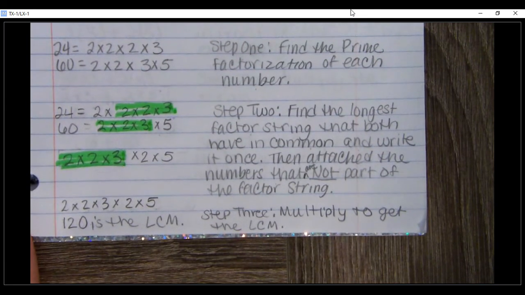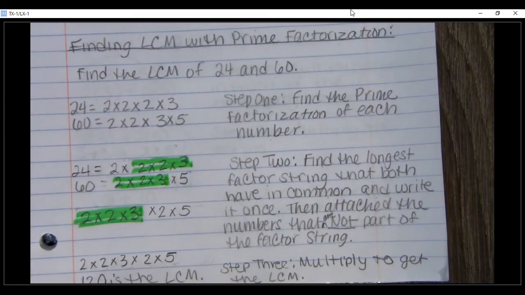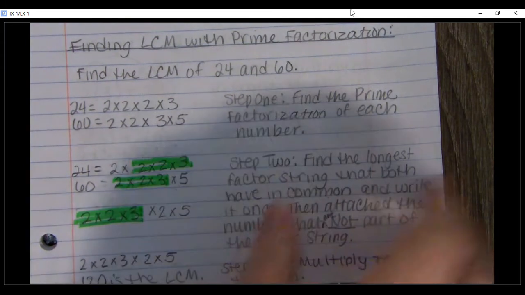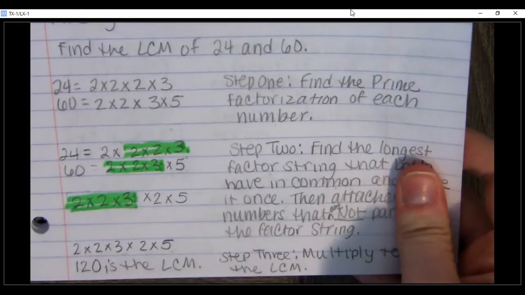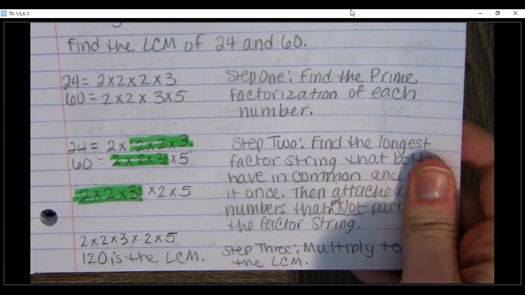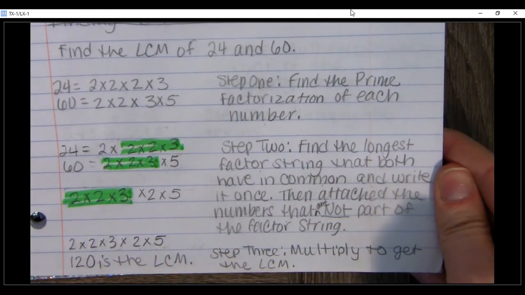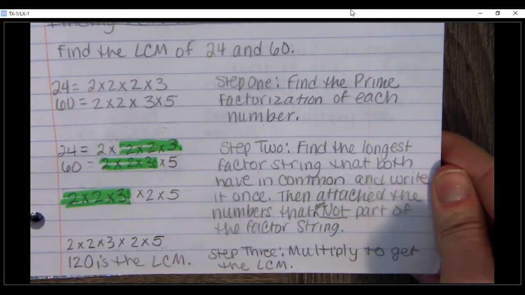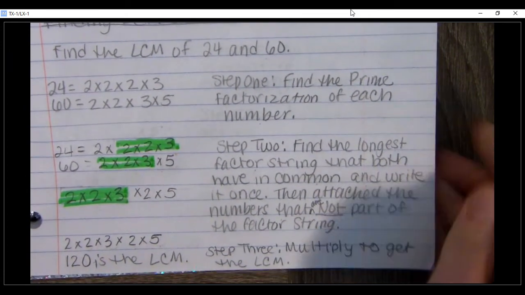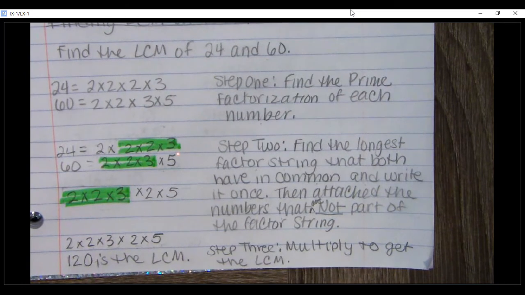Now, I understand that this can be hard when you just first look at it. Please make sure that you're using your notes when you're answering these questions, and that if you have any questions that can't be answered in your notes, you talk to me. So I hope that this helps, and see you in our next video.